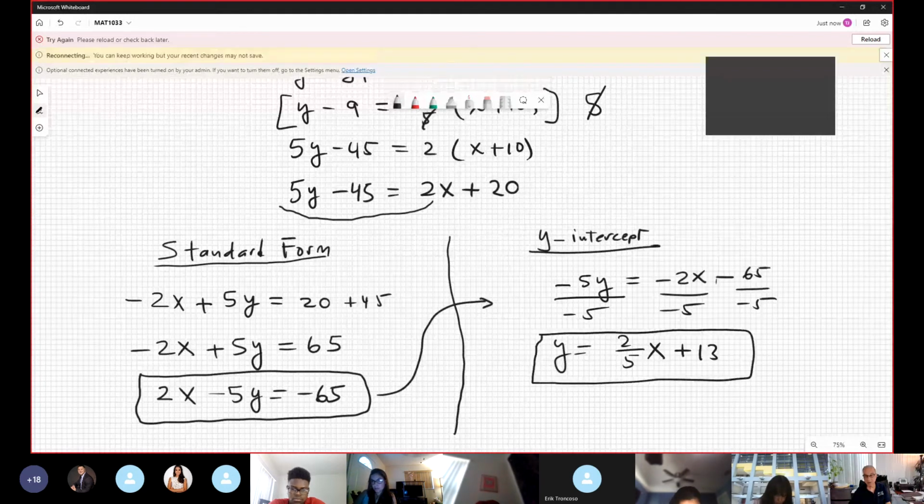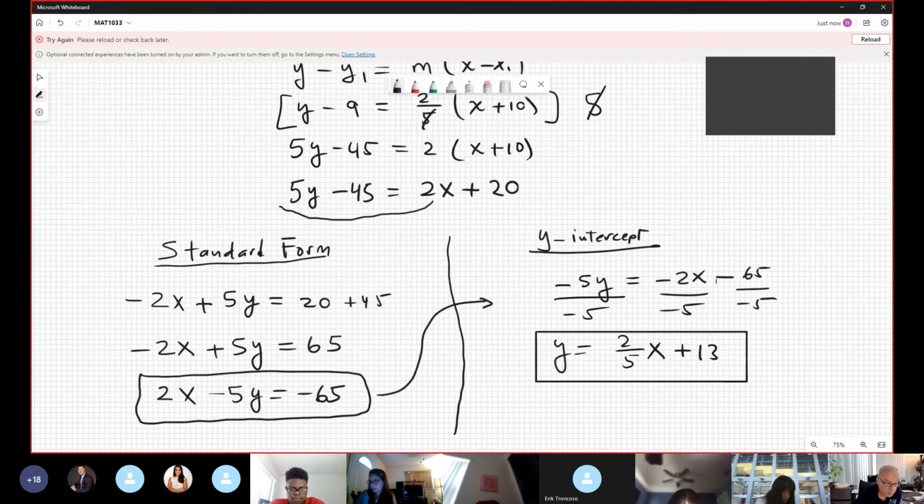Slope-intercept and standard. Let me double check in here. Problem 34, no? 34 is, yeah, FB option. Okay, guys, too much for today. Yeah, I have another class right now.